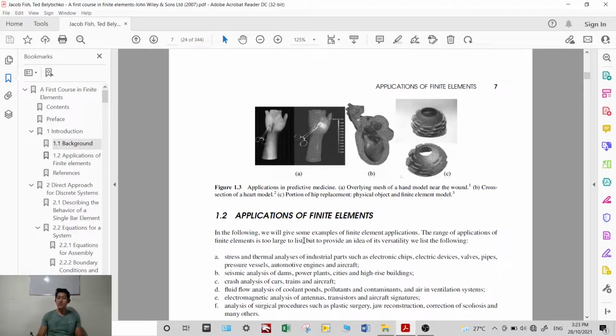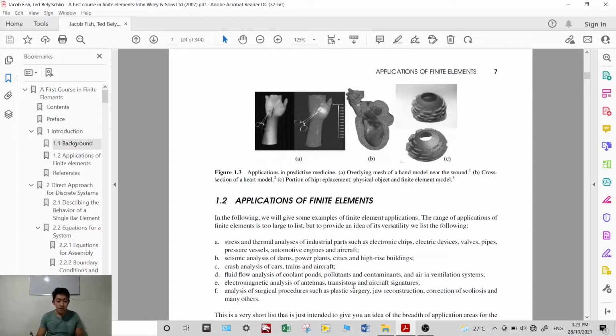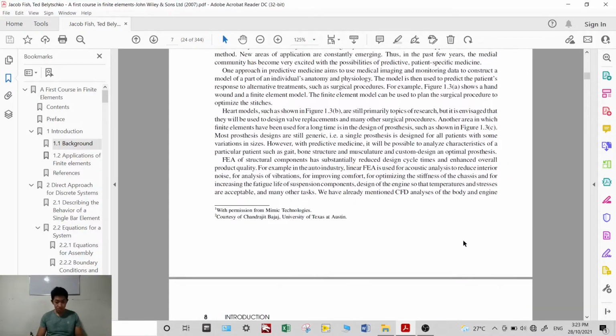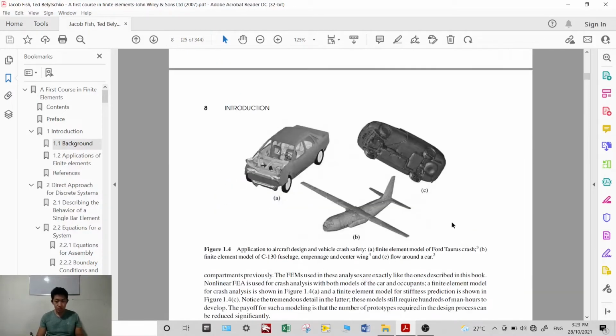Although there are laboratories that conduct that, of course you can save if you do it computationally. Fluid flow analysis, so finite element can be used. And even analysis of surgical procedures. Okay? So actually, there are many uses of finite elements.